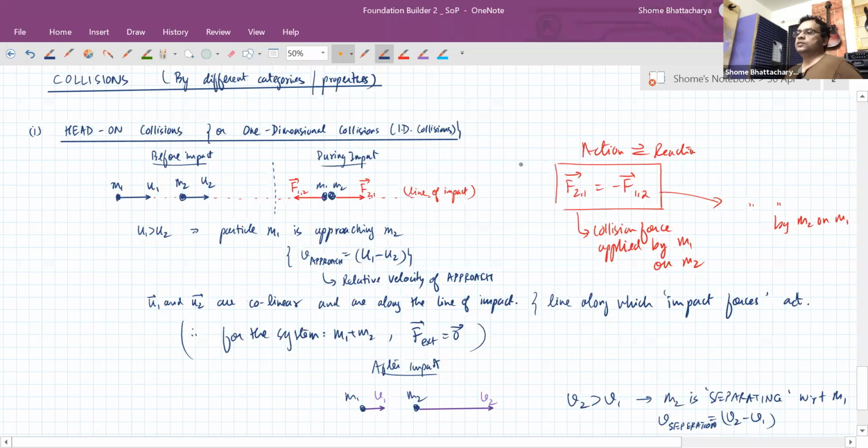Okay, so this is the general situation of this head-on type of collision or one-dimensional collision. So just make a note of this first, then we will apply the momentum conservation principle here because the net external force is 0. Let's see what we'll get next when we apply the momentum conservation equation.